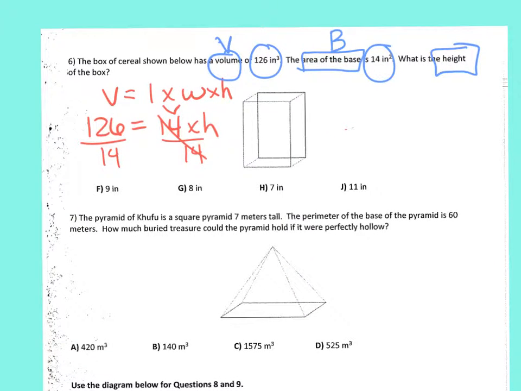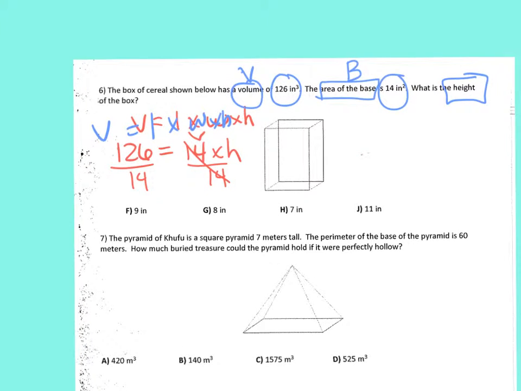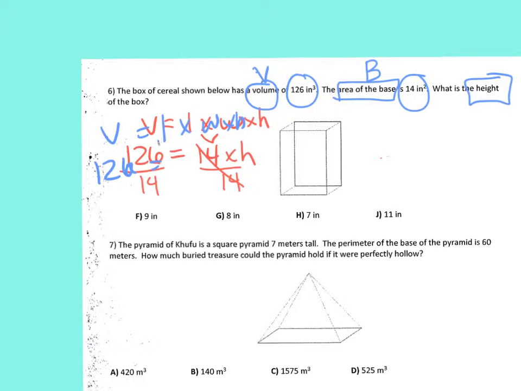Okay, so it gave us the word volume, so that means we're looking for the volume formula of a rectangular prism, which is length times width times height. That's your volume. Okay, so they gave us the volume, they said it was 126. I'm going to fill in everything I know because this is not like a normal problem we're given. They already gave us the answer. Area of the base is 14. So that means length times width is 14 times the height, which we don't know.